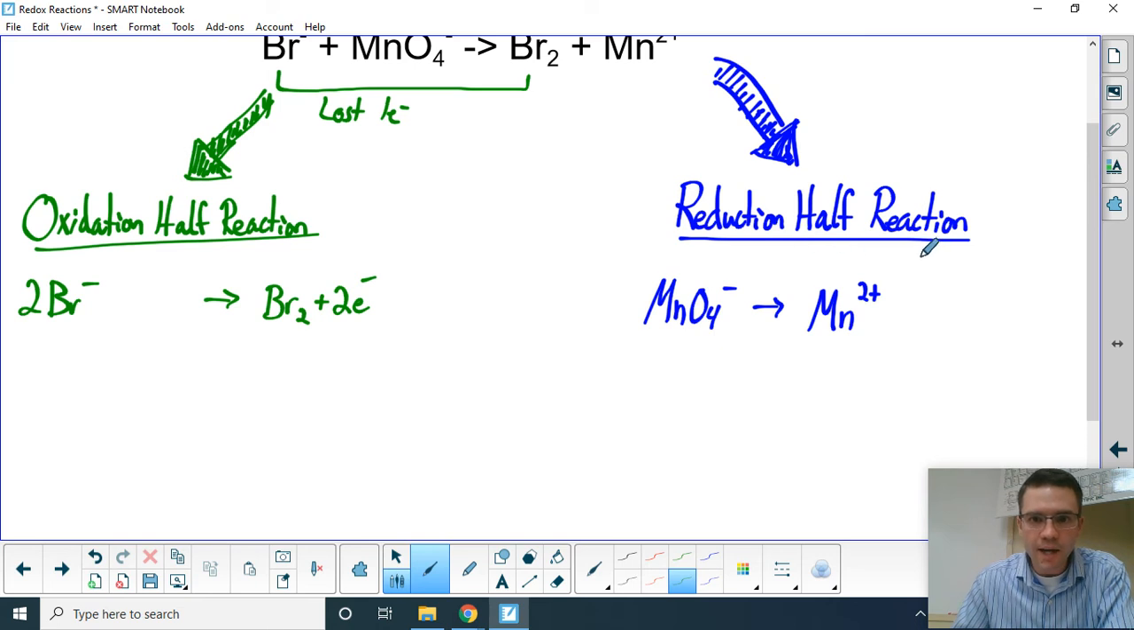Our reduction half reaction, we're going to do the same thing. We're going to balance it. And the first thing you want to do is balance your atoms. And we have 1 manganese on the left and 1 on the right. But for the first time, we have a problem because we have oxygen involved in this reaction.